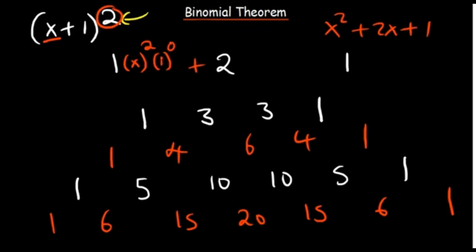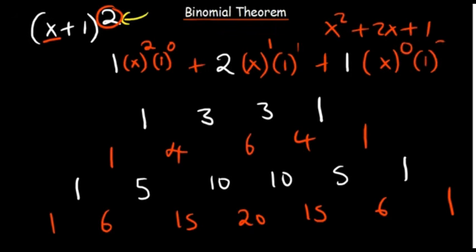And then the middle part: the term having the maximum power is supposed to start reducing. So the x, which is the power 2, is going to become the power 1, and the 1, which is the power 0, will become the power 1. Then I'll go to the next part. X, this time around, is now going to be the power 0 because we are reducing, and then the 1 will now be the power 2. And then we are done.